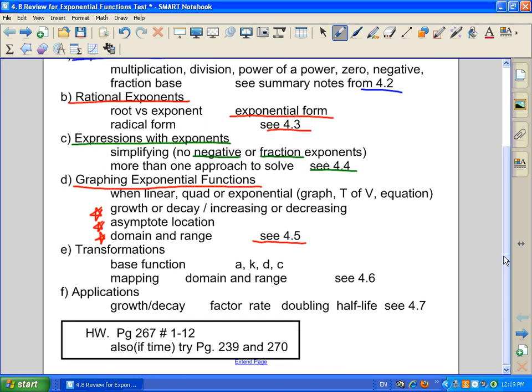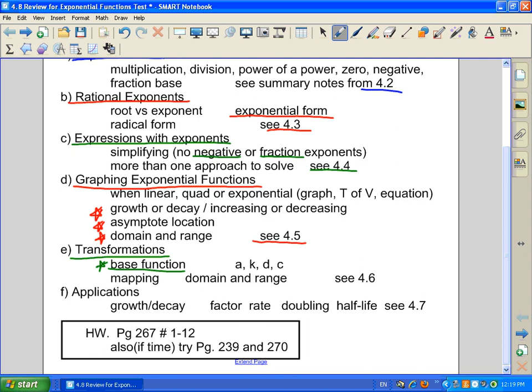Then, ladies and gentlemen, we learned how to do transformations. So your A, K, D, and C based on any transformations or translations of a parent function. Just remember, the base function in this case is going to be whatever the base is, all raised to the exponent x. So the base function can change depending on what the closest base is, depending on what transformation equation you're given.